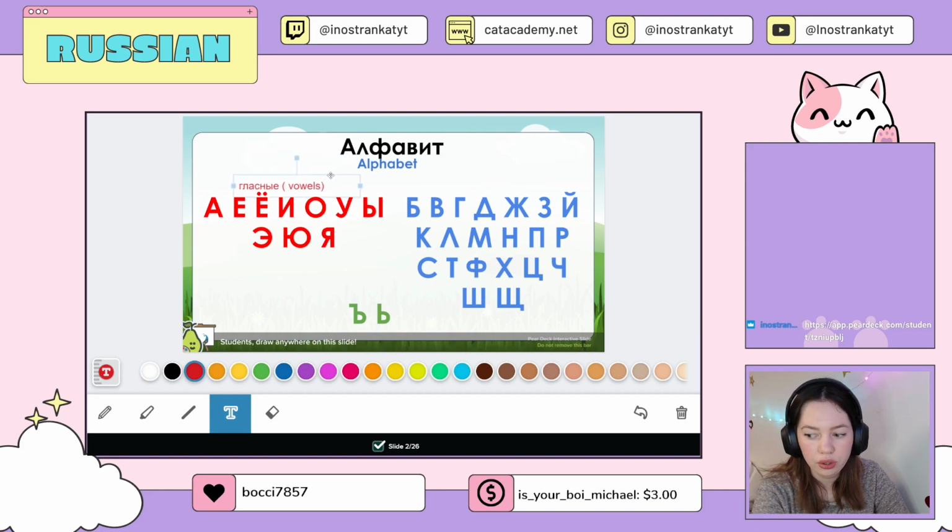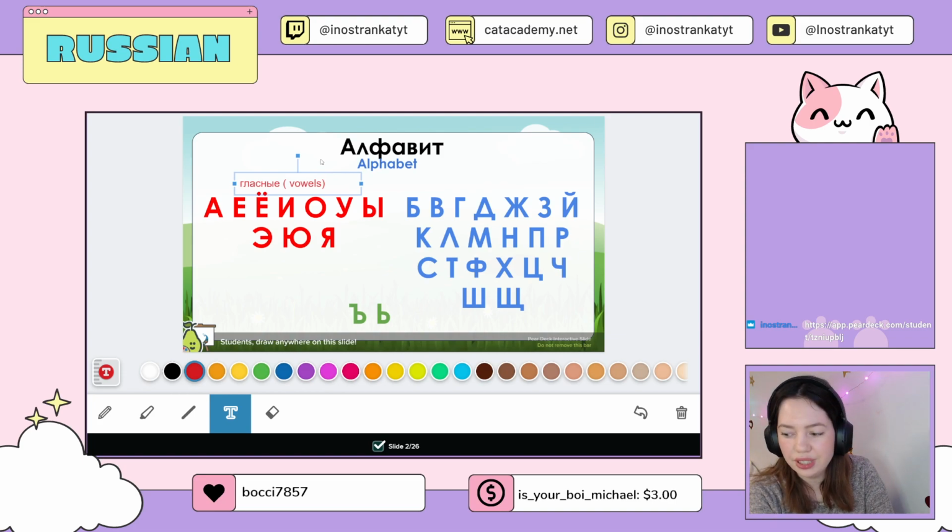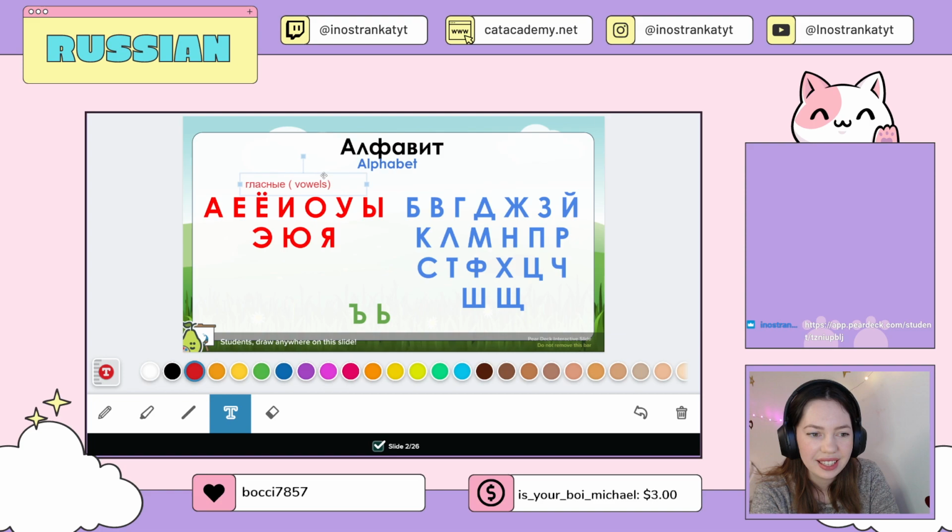Many years ago, actually, in Russian language, like in ancient Russian language, let's say in ancient Slavic languages, we had much more vowels. Now only 10 remain. So anytime you see any of these letters, you know it is a vowel.